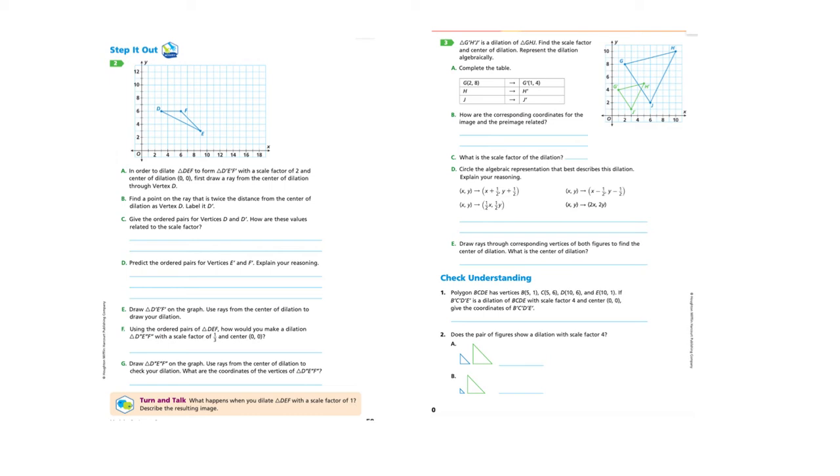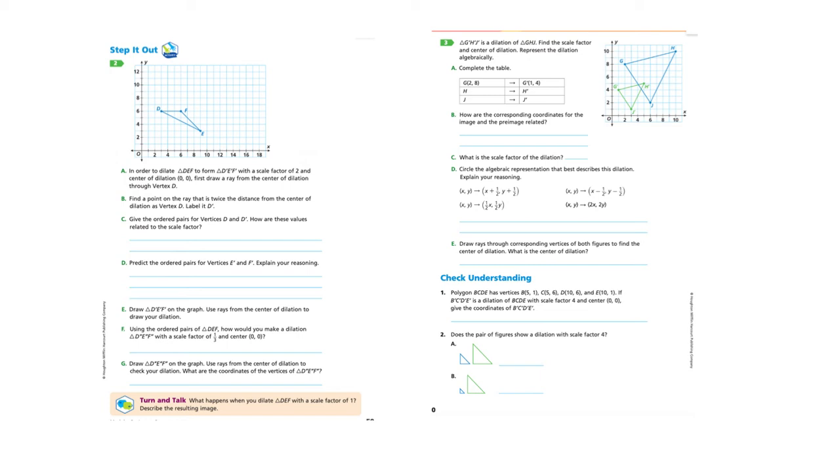It says in order to dilate triangle DEF to form D prime, E prime, F prime with a scale factor of 2 and a center of dilation 0, 0, which is the origin, first draw a ray from the center of dilation through vertex D. So you're going to start here at the center of dilation and draw a line using a straight edge through D. And then find a point on the ray that is twice the distance from the center of dilation as vertex D and label it D prime.